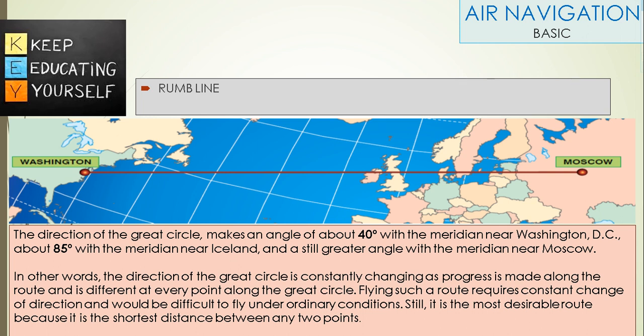So it means the direction of the great circle is constantly changing as progress is made along the route from Washington to Moscow, and is different at every point along the great circle. Flying such a route requires constant change of direction. It is very tough for a pilot. Still, it is the most desirable route because, as we know, great circles are the shortest distance between any 2 points.